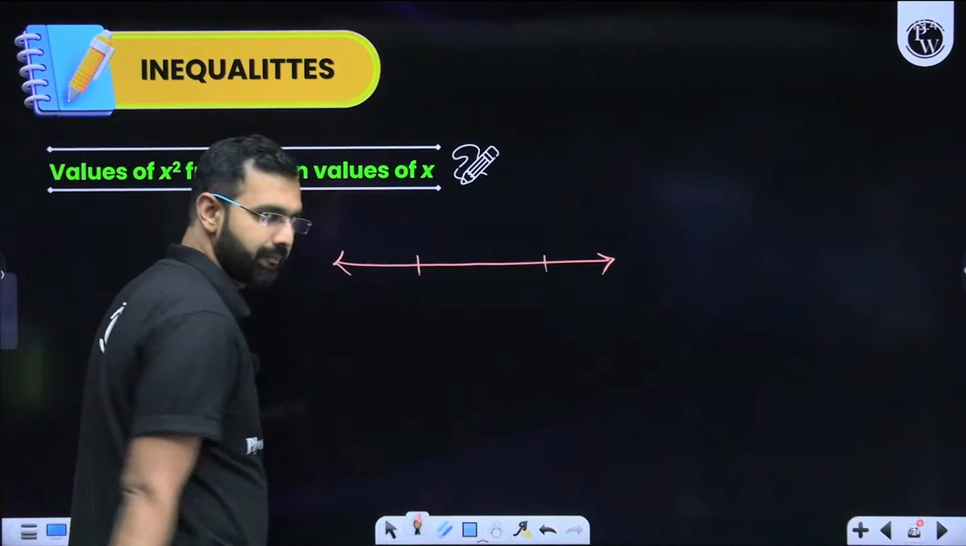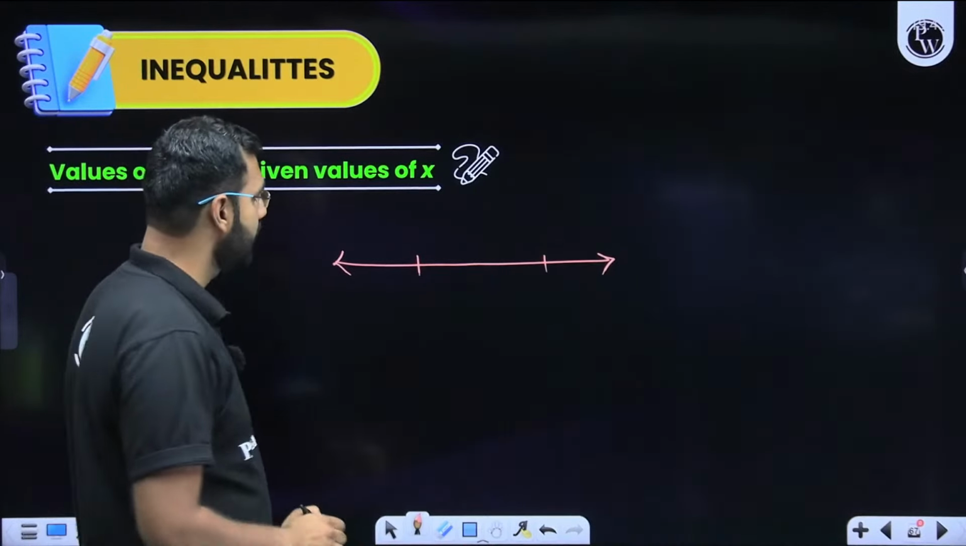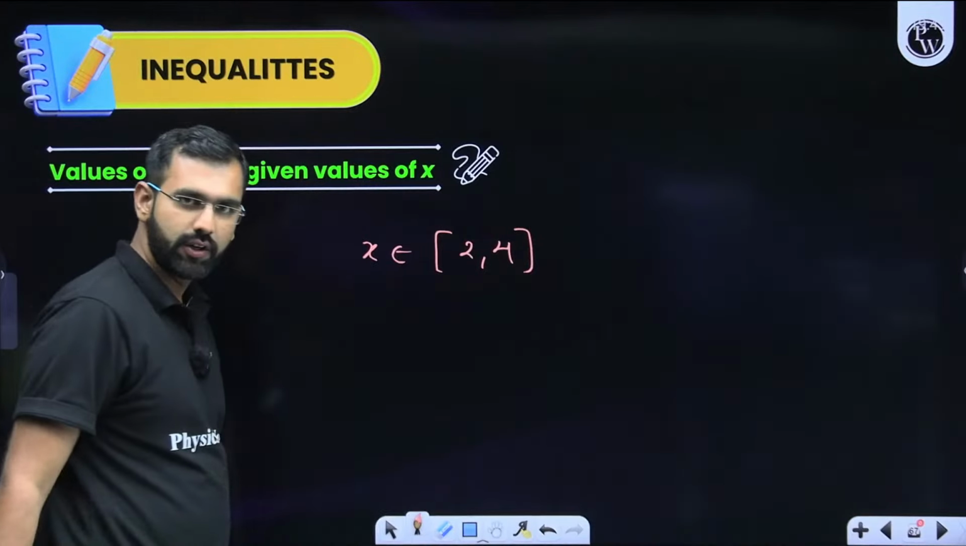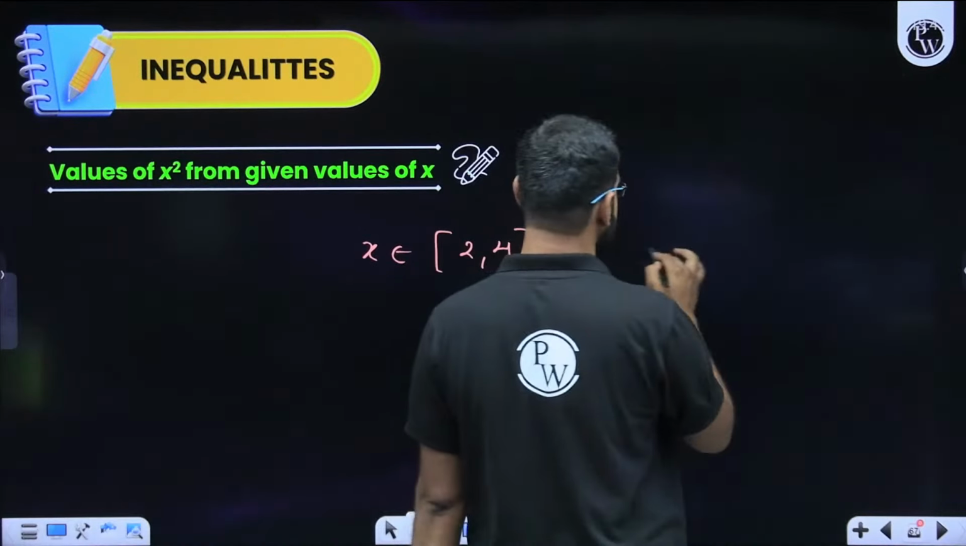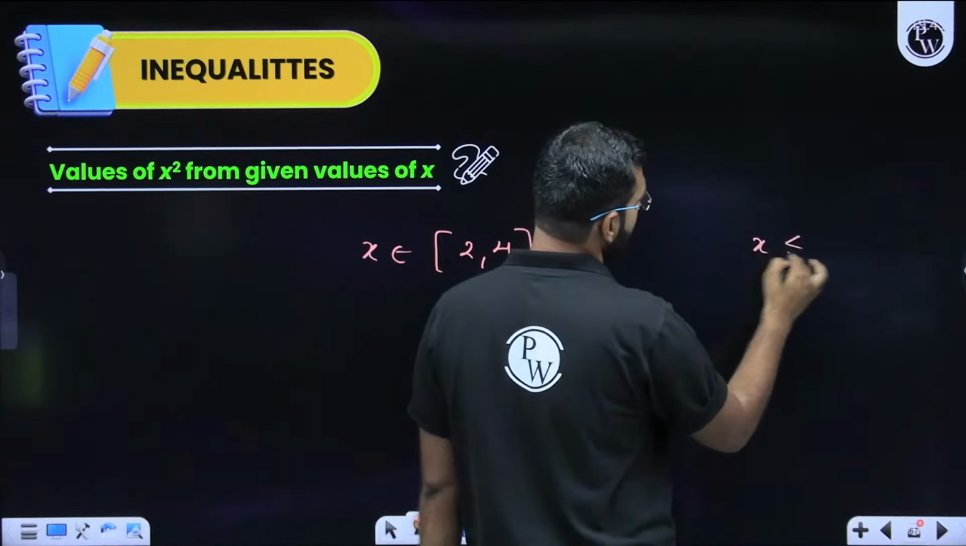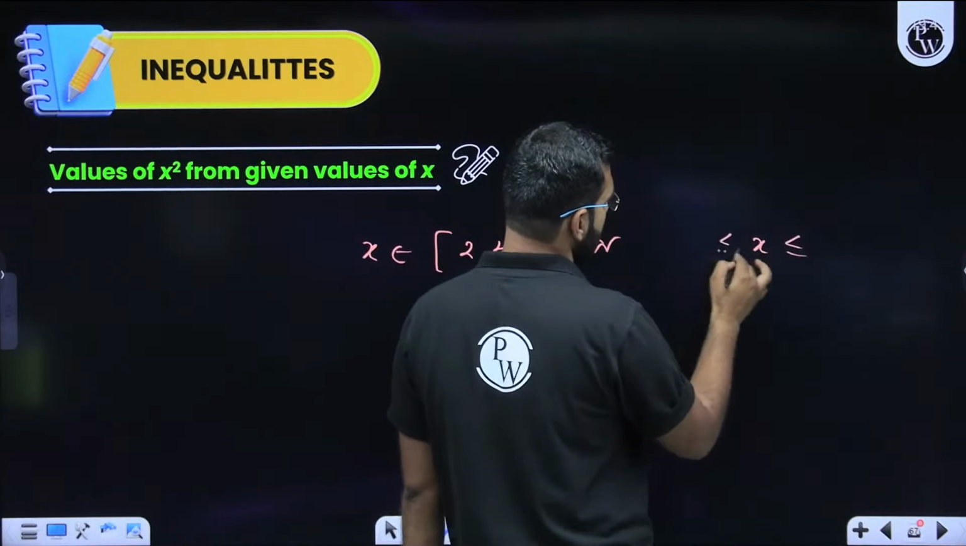Let's say somebody says that there is x which lies, or if I talk about this part only, there is x which lies from 2 to 4. Closed interval 2 to 4. I could have written it like this only, that x takes all the values from 2 to 4. Everybody listening and understanding this?